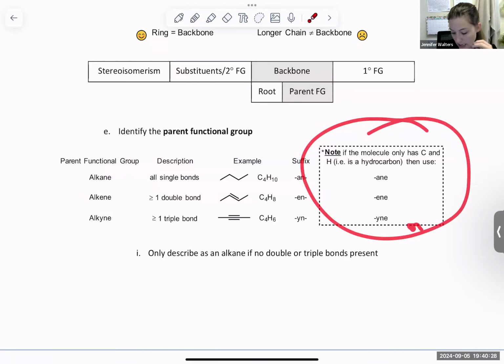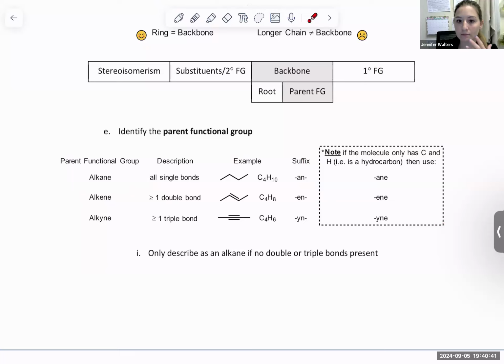This is just saying that if you have no primary functional group, then you just put an E here. If you do have a primary functional group and the next letter is a vowel, then you would drop the E. So basically, no primary functional group, use ANE, ENE, YNE. If you have a primary functional group, you'll most likely be using that AN, EN, or YN.